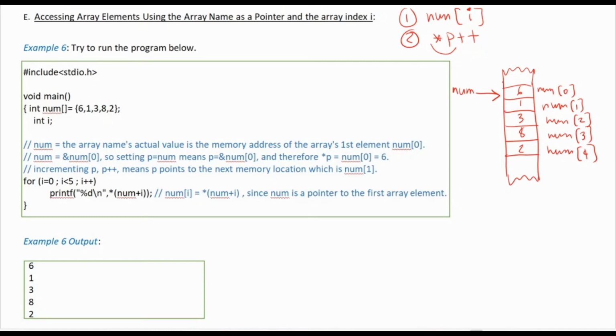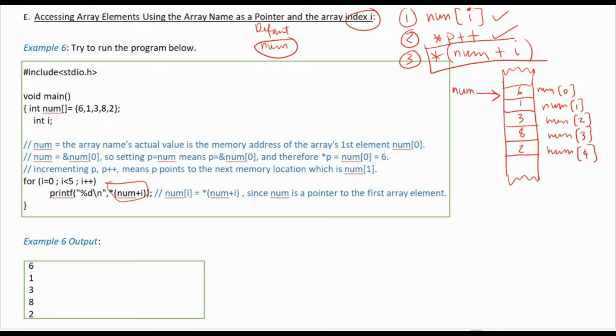This time, we're going to discuss the third way to access array elements using the default pointer, which is the array name num and its index I. So this is exactly the same program we have earlier, and we simply change this part here. Instead of this and that, we use the expression asterisk num plus I. So what do we mean by this expression?